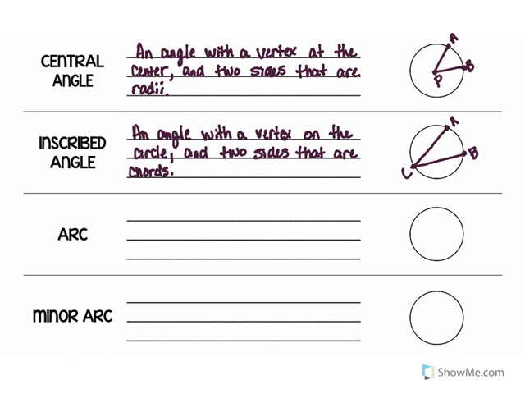So an inscribed angle and a central angle look very similar, but you have to pay attention to where the vertex is at, and that's going to be super important to make sure you know the difference between those two.